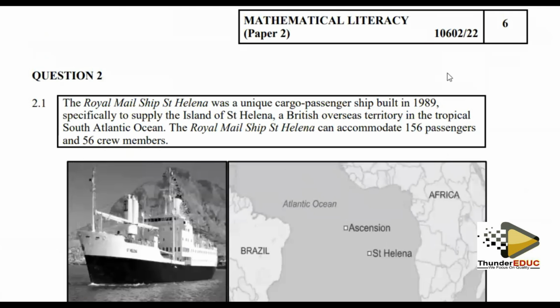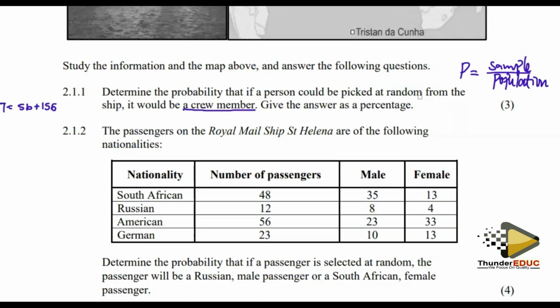We are looking at this. We have 156 members and we have 56 crew members. So all in all, how many people do we have? We have 156 plus 56. We end up having 212.